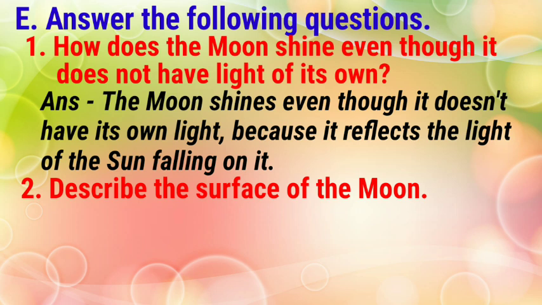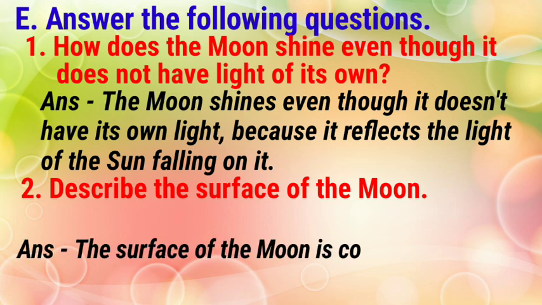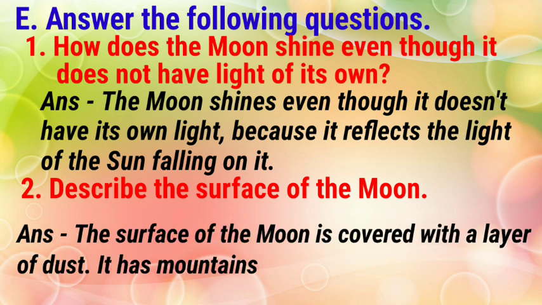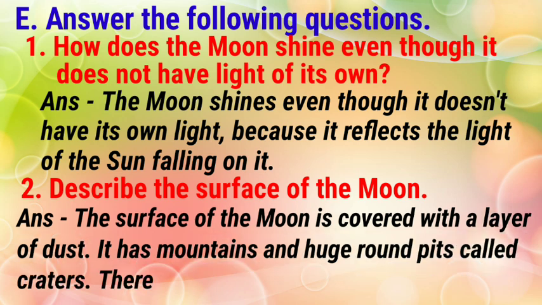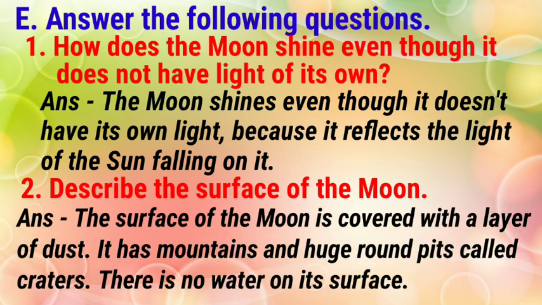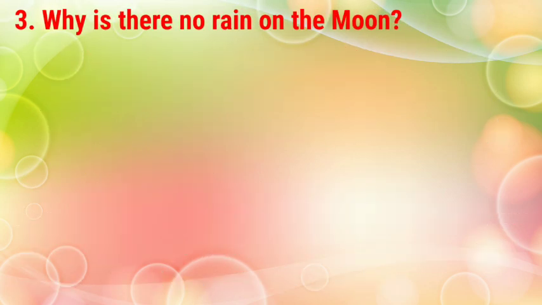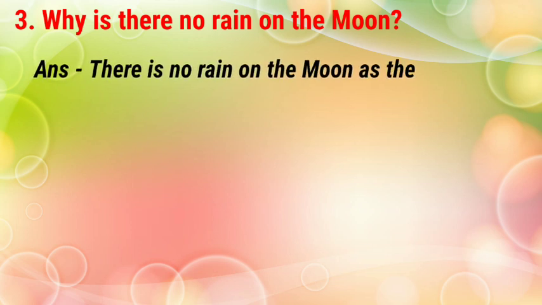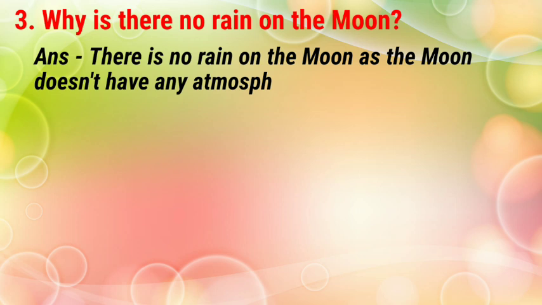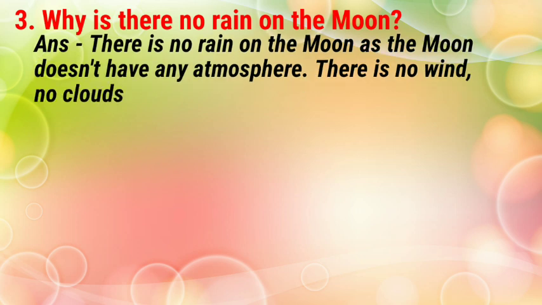2. Describe the surface of the moon. Answer. The surface of the moon is covered with a layer of dust. It has mountains and huge round pits called craters. There is no water on its surface. 3. Why is there no rain on the moon? Answer. There is no rain on the moon as the moon does not have any atmosphere. There is no wind, no clouds, and hence no rain.